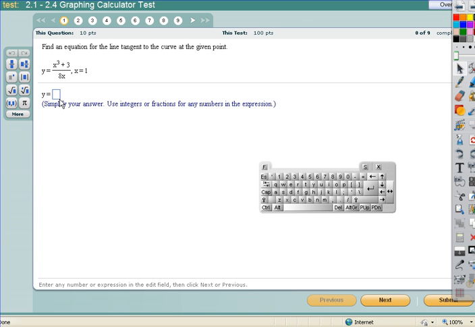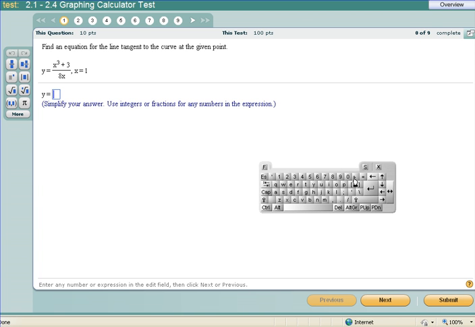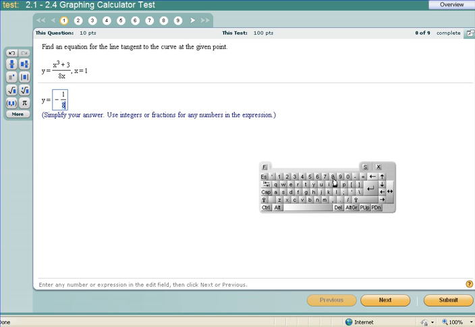Yeah. So negative 1 divided by 8, x plus 5/8. Is that what we said? That would be correct. Yeah.